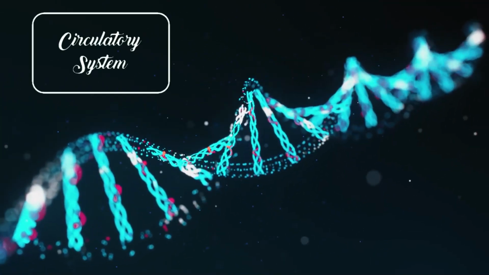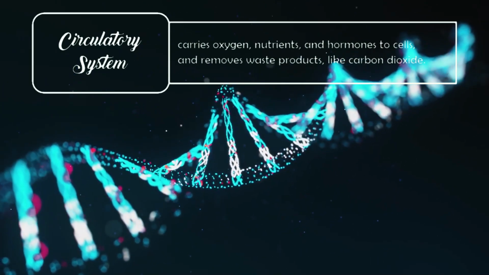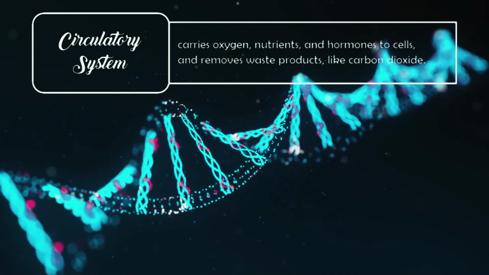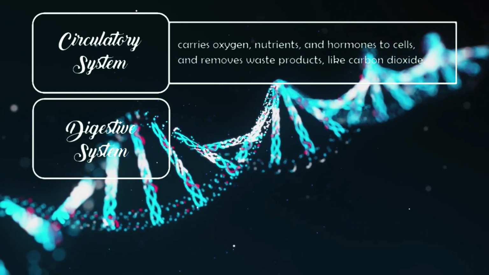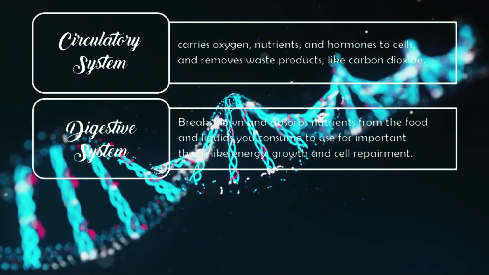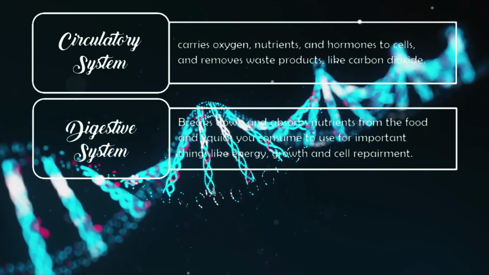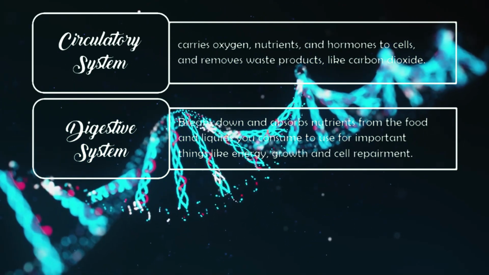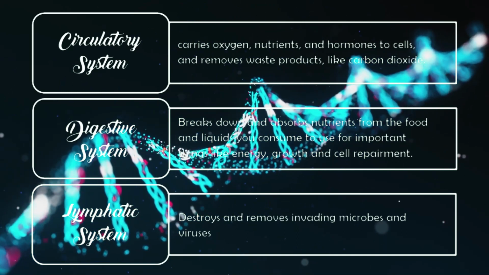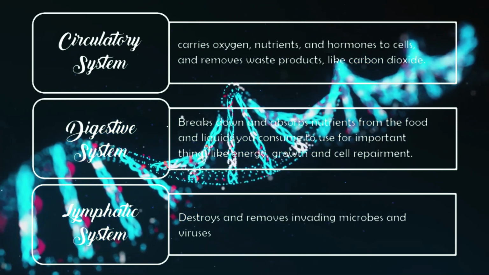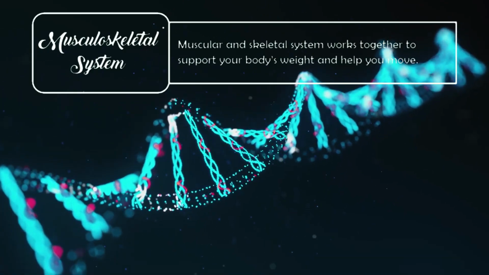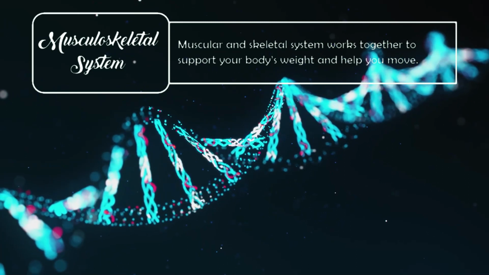The circulatory system carries oxygen, nutrients, and hormones to cells and removes waste products like carbon dioxide. Digestive system breaks down and absorbs nutrients from the food and liquids you consume to use for important things like energy, growth, and cell repairment. Lymphatic system destroys and removes invading microbes and viruses, and it removes fat and excess fluids from the blood. Muscular and skeletal system works together to support your body's weight and help you move.